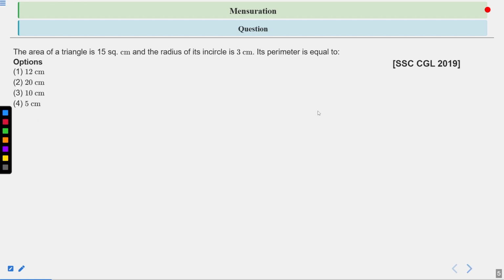The area of a triangle is 15 square centimeter and the radius of its incircle is 3 centimeter. Its perimeter is equal to? This question was asked in the SSC CGL exam 2019. So there are 4 options. First one is 12 centimeter, second is 20 centimeter, third one is 10 centimeter, and fourth one is 5 centimeter. Now you have 10 seconds to analyze the question. Your time starts now.